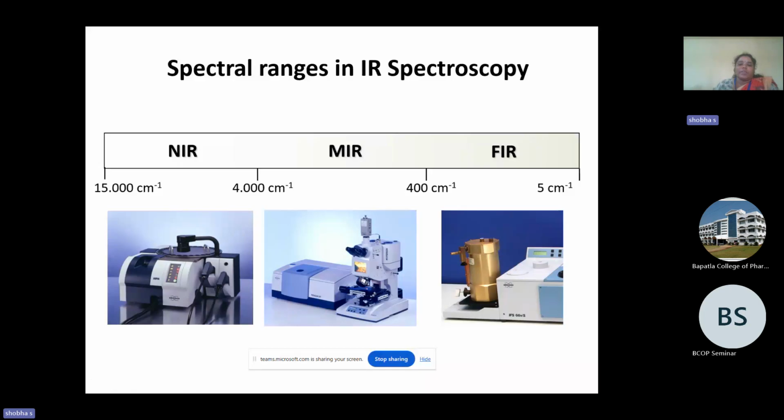And one more thing, we have attenuated total reflectance IR spectroscopy, where we are not supposed to do any sample preparation. We directly place the sample under the probe, and there we see the spectrum.